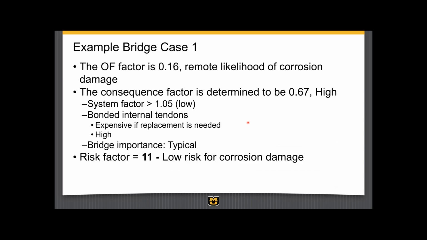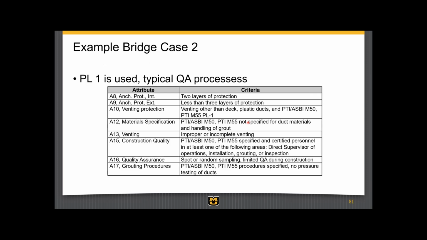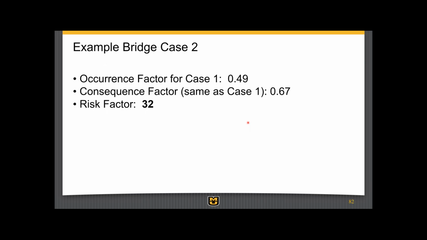So you've got kind of a remote likelihood of corrosion damage. The consequence factor was determined to be 0.67, which is high, not critically high, but pretty high. That's based on the system factor for the tendons being 4 in a particular web, and that they're bonded internal tendons. And so we end up with a risk level of 11.